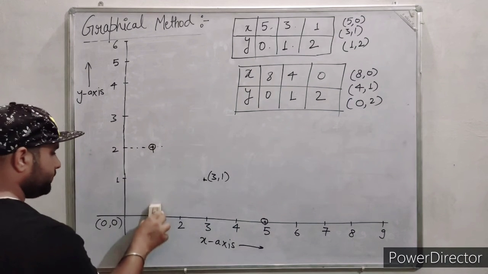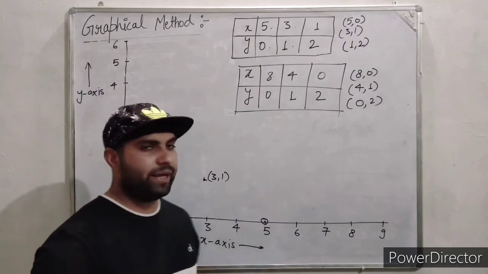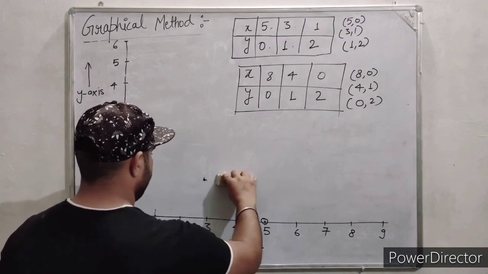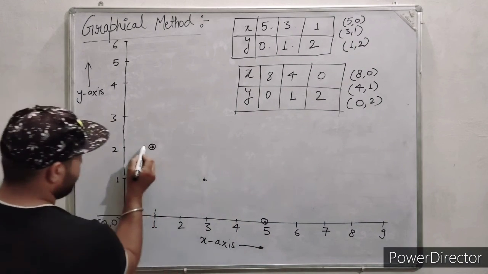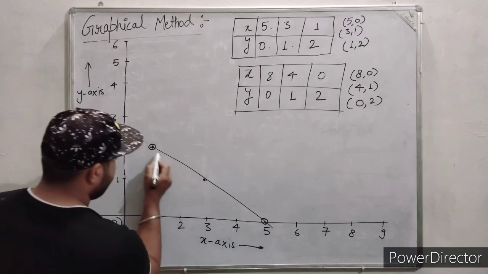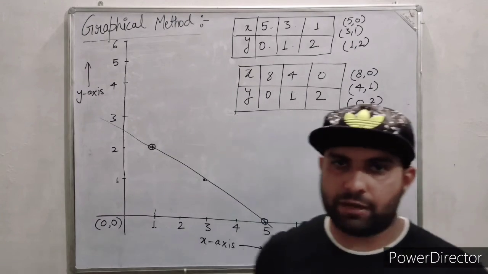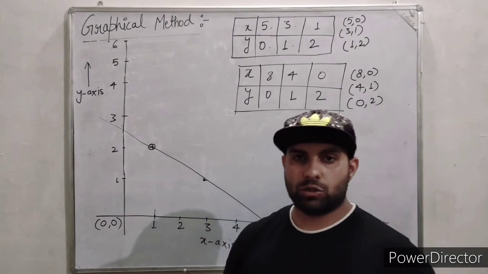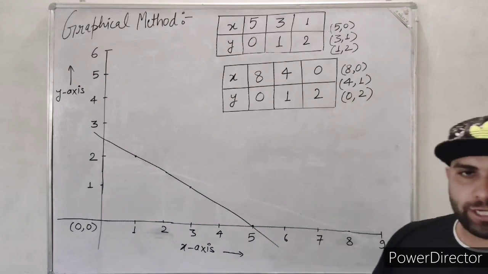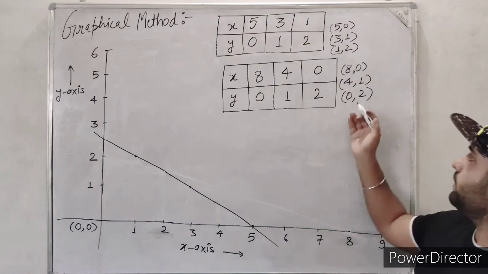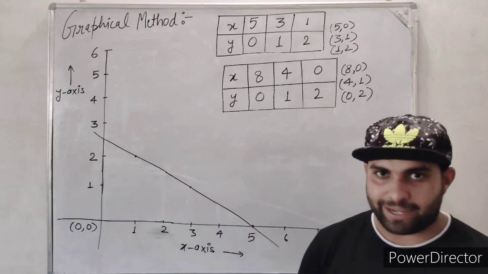You can use a straight line to make these 3 points. So I have made a straight line with a free hand, but you will use a ruler to make straight lines. Now for the next 3 points, 8, 0, 4, 1, 0, 2. These 3 points will indicate in this graph and will make a straight line again.